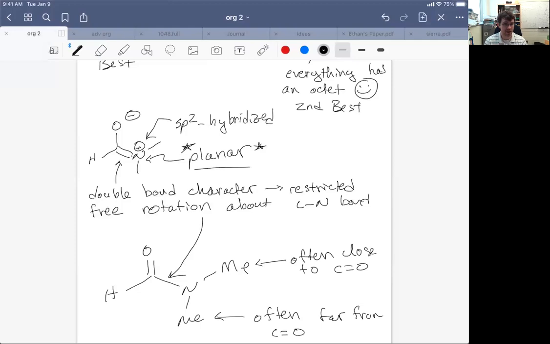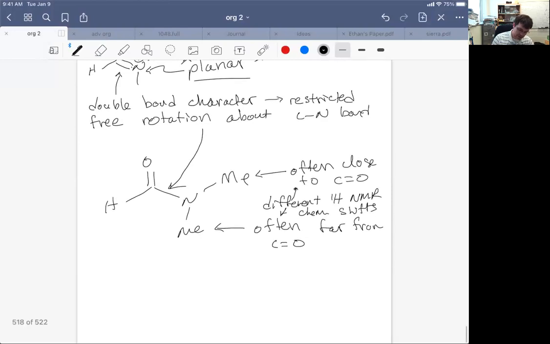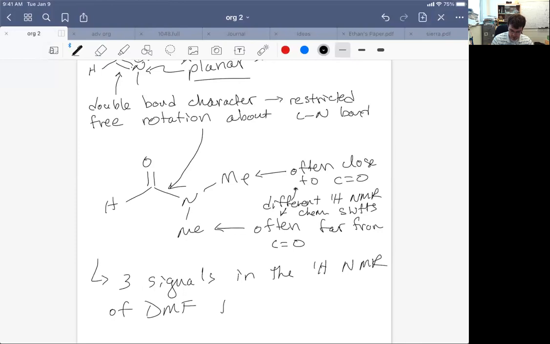And on the NMR timescale, NMR having a shutter speed, we can't blur the two together like we could with a normal free rotation. And so what we see is that since one is close and one is far, these two have different 1H NMR chemical shifts. So we see three signals in the 1H NMR of DMF that go 1 to 3 to 3 integration.